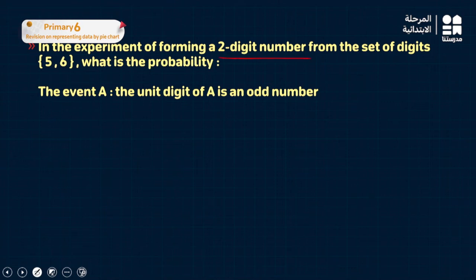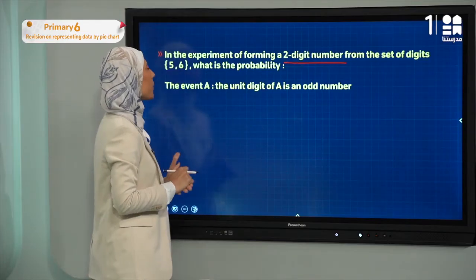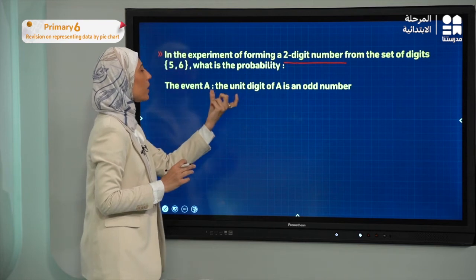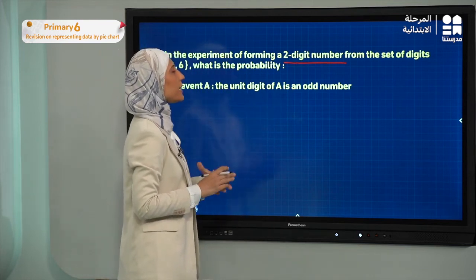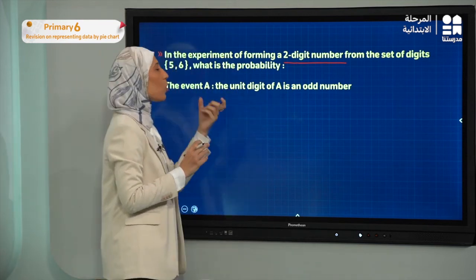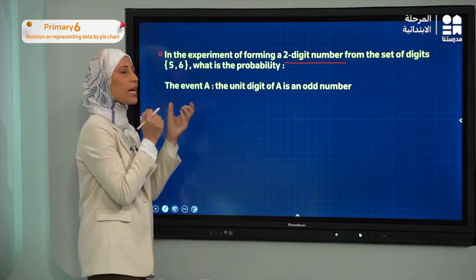هو عندك 2-digit number from the set of digits 5 and 6. هو مديك set فيها 2 number، 5 و 6. هو عايزك تعمل forming experiment بتاعتك. What is the probability of the event A: the unit digit of A is an odd number. خلي بالك ان هو طالب منك هنا اول حاجه ان تبقى probability بتاعتك او event بتاعك ان اليونت الونز يبقى odd. الاود اللي هو ايه؟ 1 3 5 7 9 and so on.